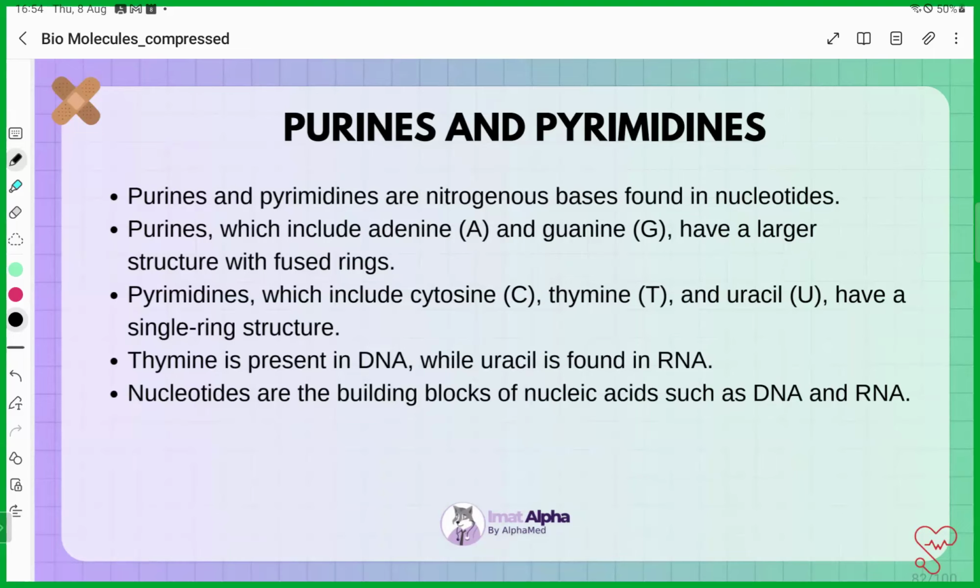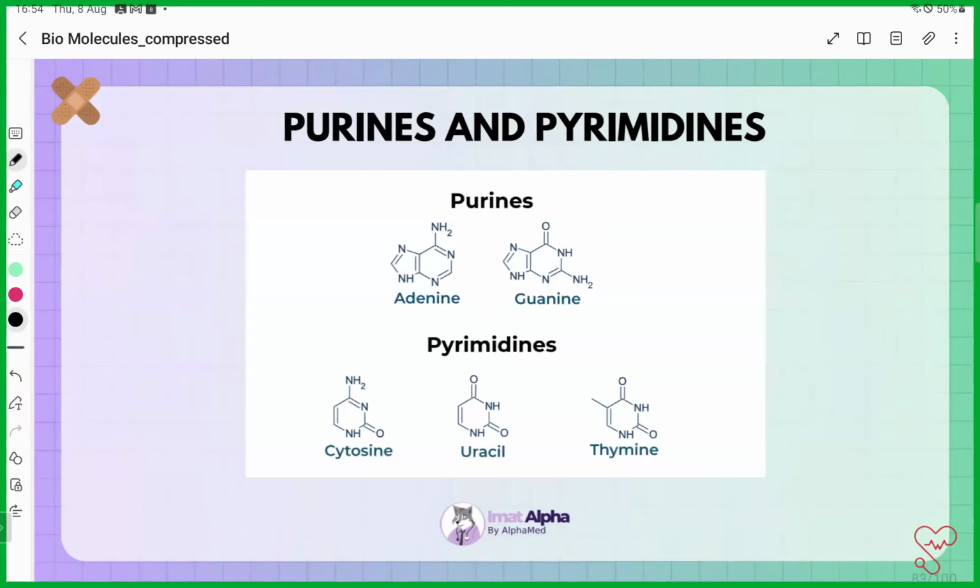The adenine and guanine have two nitrogen ring structures. Here we have a nitrogen, here we have nitrogen, and we have two of them. However, the pyrimidines only have one ring structure. Thymine is present in DNA and uracil is only in RNA. Nucleotides are the building blocks of nucleic acids such as DNA and others. So here you see nitrogen ring, nitrogen ring, nitrogen ring, nitrogen ring. Pyrimidines, one nitrogen, one nitrogen, one.